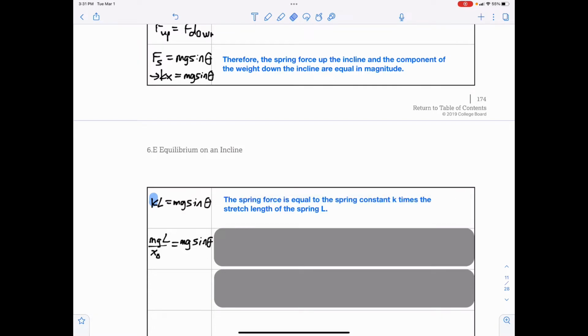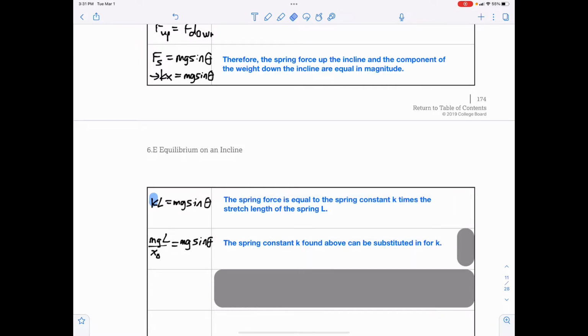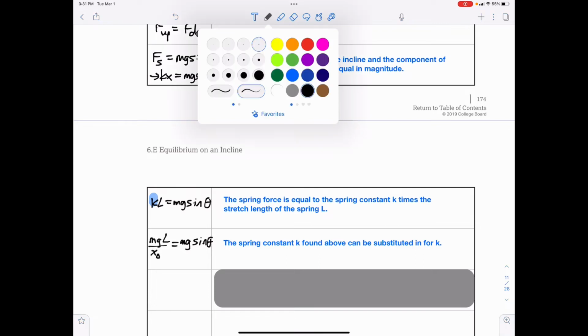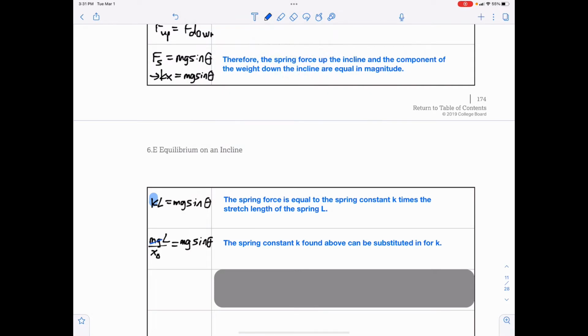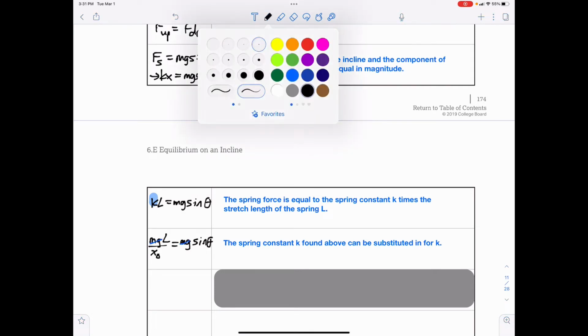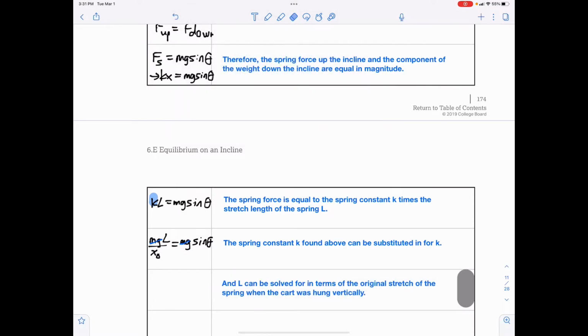The spring force is now equal to k times L, and we're substituting the value we found for k, which is mg over x naught. Okay, the mg's will cancel. Solve for L: multiply both sides by x naught. And L equals x naught sine of theta.